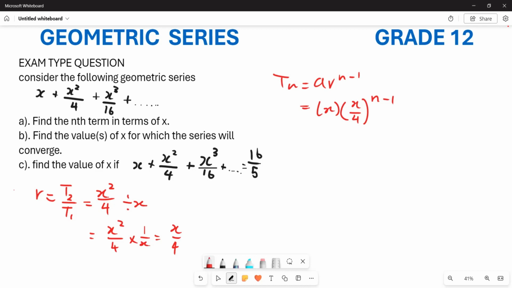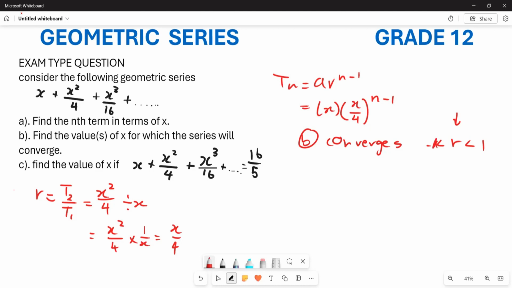Let's look at number B. In number B, they want you to find the value or values of x for which the series converges. By them telling you that the series converges, it means the value of your r is found between -1 and 1. So for B, for convergence, as it converges, it's when your value of r is found between -1 and 1. Are we together? So now you are going to substitute the value of the r.